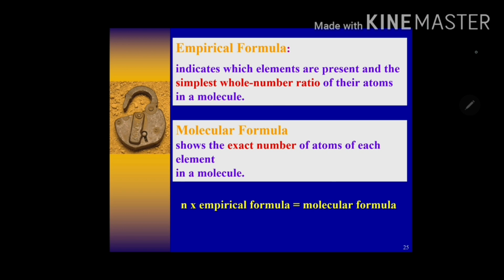So what's the relation between empirical formula and molecular formula? So N times empirical formula is equal to molecular formula. So N is the factorized factor of the molecular formula.